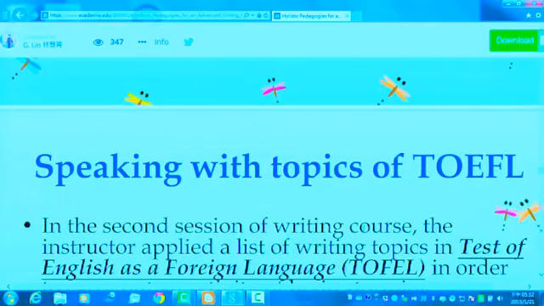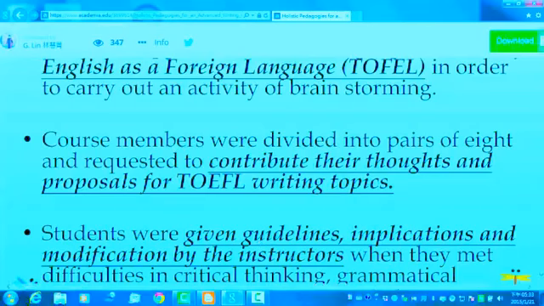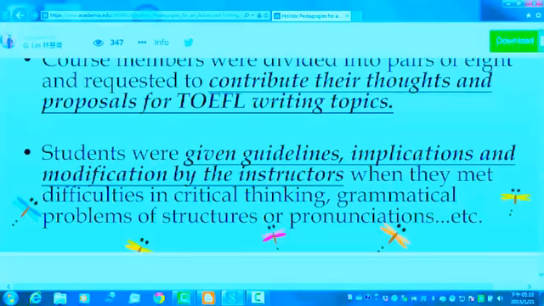Speaking with the topic of TESOL. In the second session of the writing course, the instructor applied a list of writing topics in the Test of English as a Foreign Language in order to carry out an activity of brainstorming. The course members were divided into 8 pairs and requested to contribute their thoughts and proposals for TOEFL writing topics. The students were given guidelines, implications, and modification by the instructors when they met difficulties in critical thinking, grammatical problems of structures or pronunciation, etc.